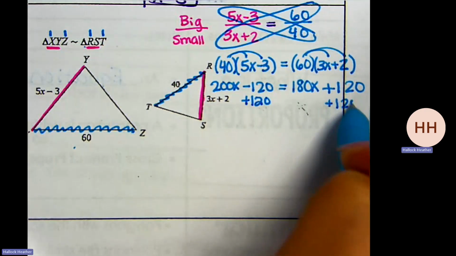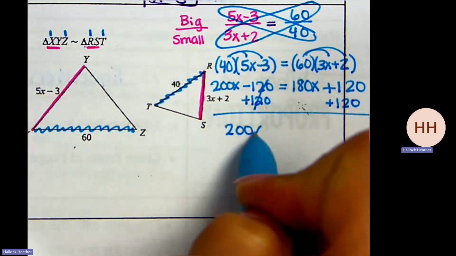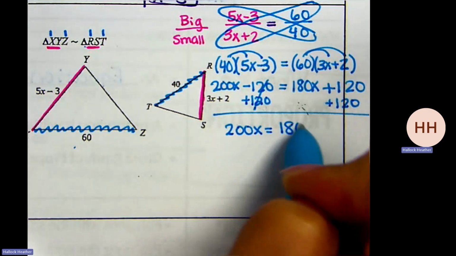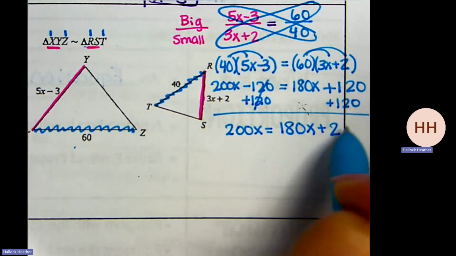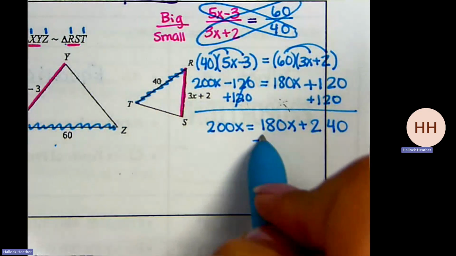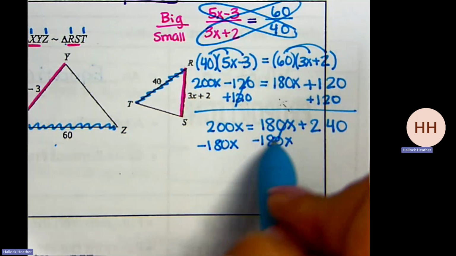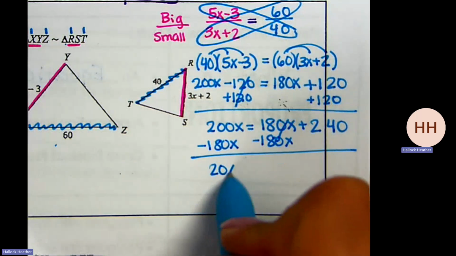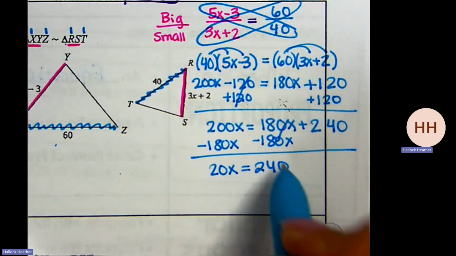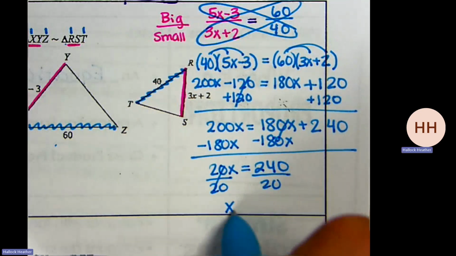So I'm going to add 120 to both sides. 200x equals 180x plus 240. And then I'm going to minus 180x to both sides. So you get 20x equals 240. Divide by 20. You get x equals 12.